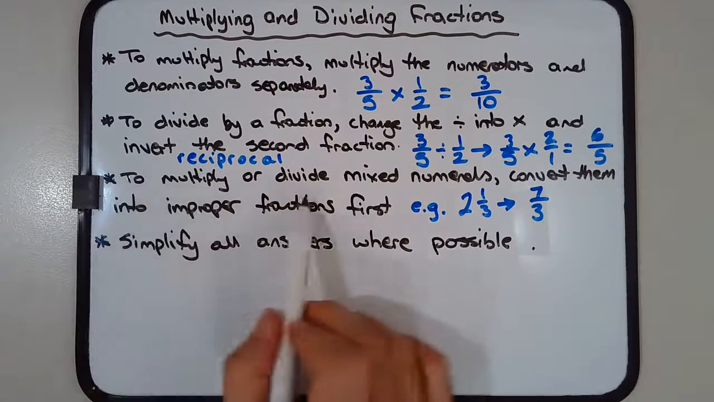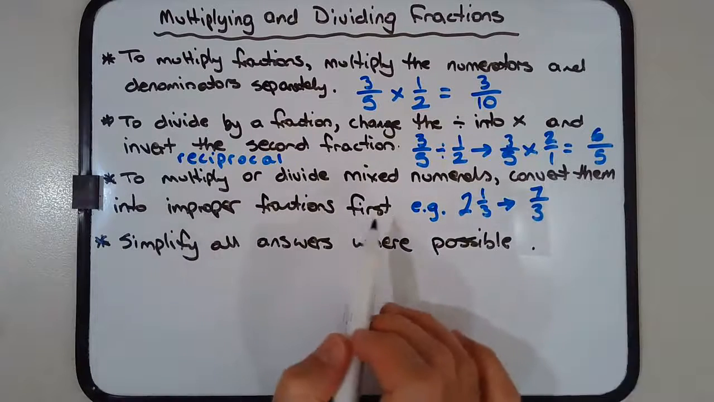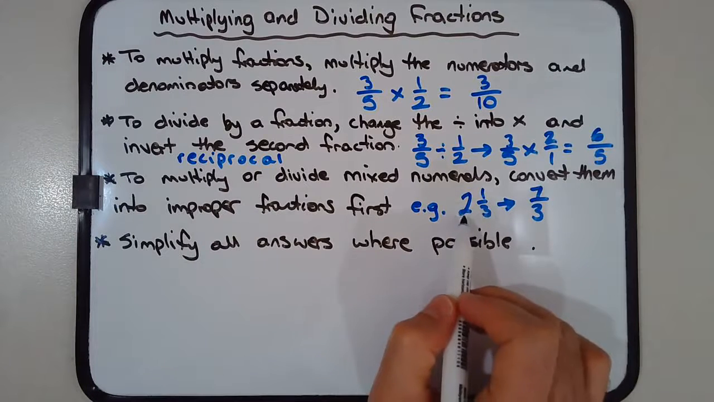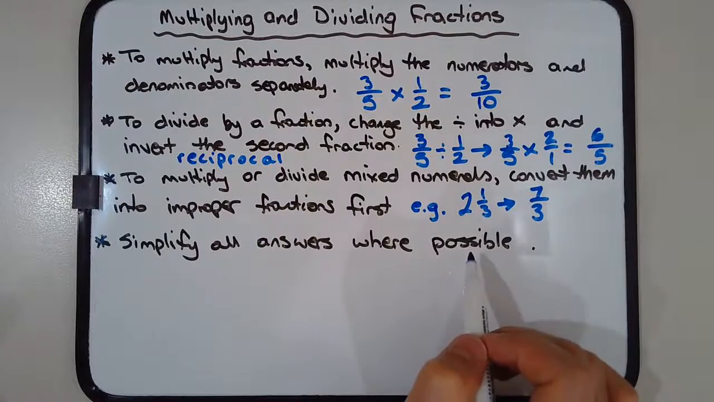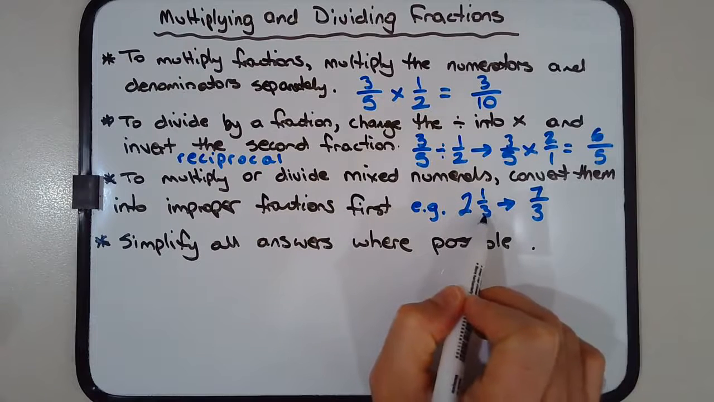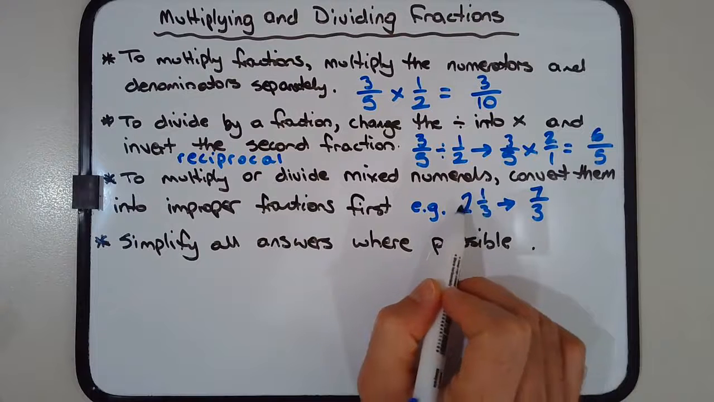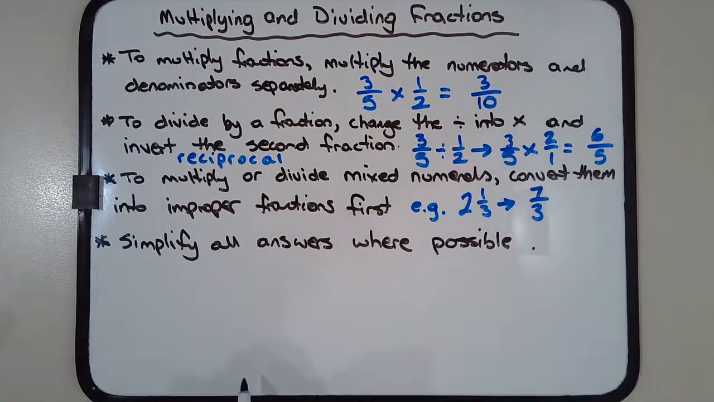To multiply or divide mixed numerals, we convert them into improper fractions first. So just as an example, if you had a mixed numeral, for example, 2 and 1/3, hopefully we know how to convert this into an improper fraction. You take the denominator, multiply it by the whole number, then you add the numerator. So 3 times 2 is 6. 6 plus 1 is 7. So 2 1/3 is the same as 7 over 3.